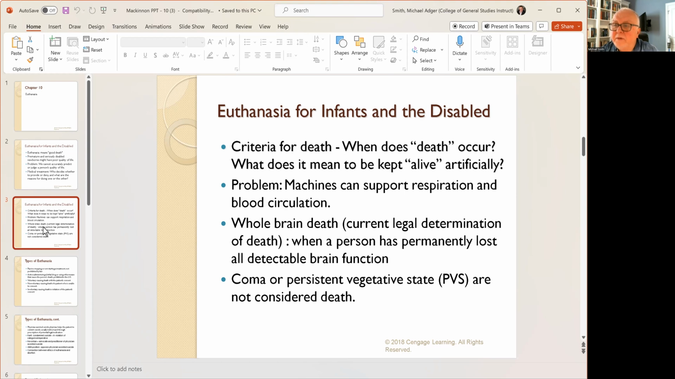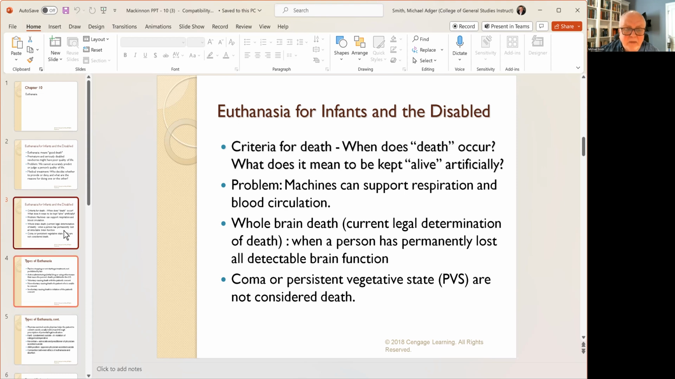100 years ago, to determine if someone had died, people might hold a feather in front of their nose to see if there's any breathing. We came to understand since then that the human body can shut down to the point where there's hardly any breathing at all. And so that's not a very good judge of death. We now talk about brain death, when brain activity ceases. That's now the legal determination of death, when a person has permanently lost all detectable brain function. But there are people in comas, persistent vegetative states, that are not considered dead.